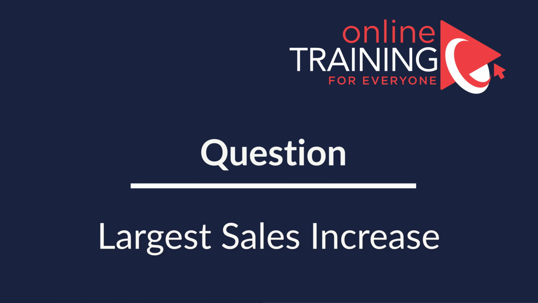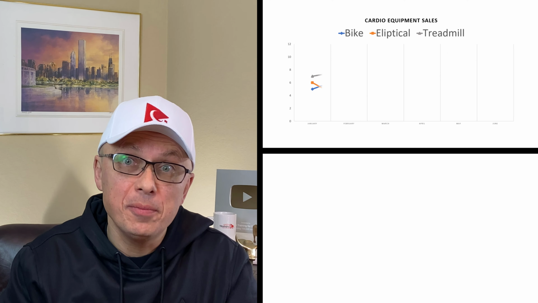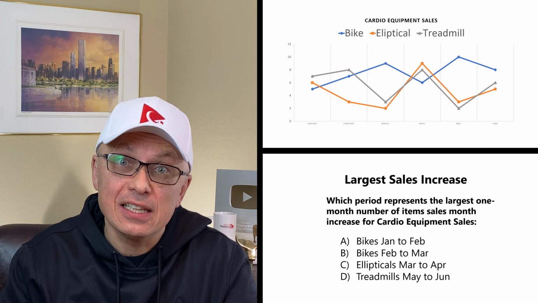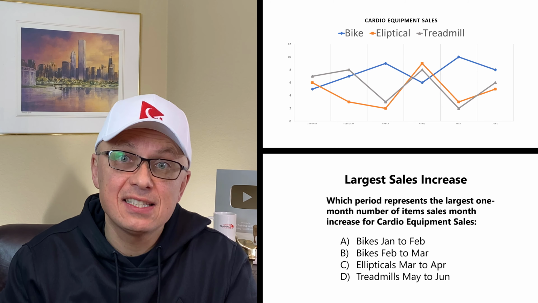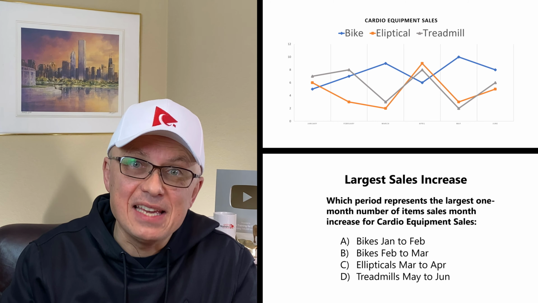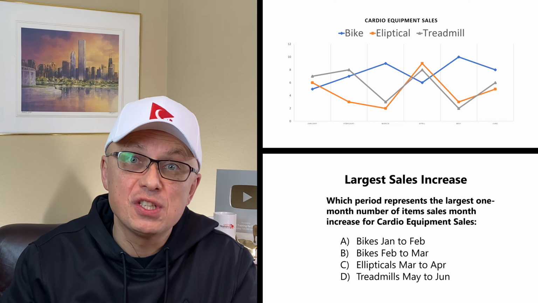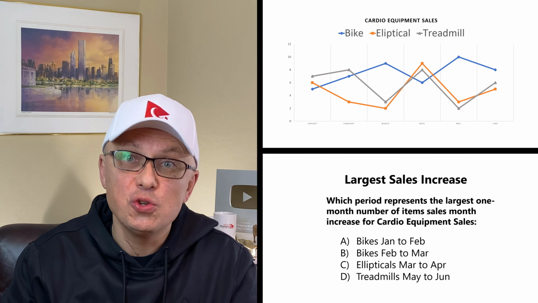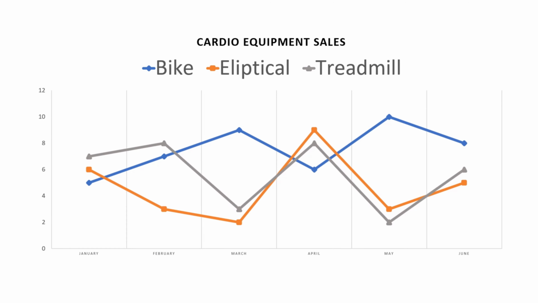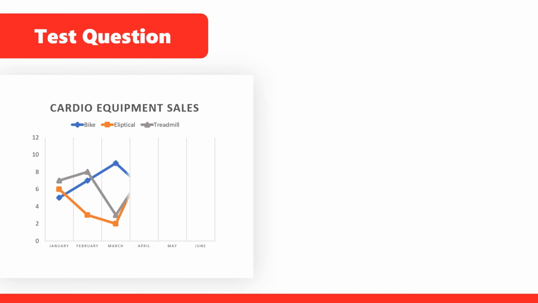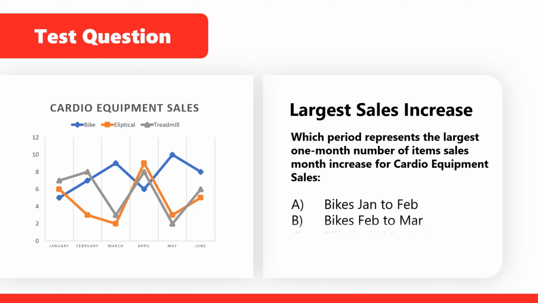A lot of times you might get a question which asks you to determine the sales increase. You're typically presented with the graph, which shows lines that represent different sales. In our case, we are presented with the chart that shows sales of cardio equipment from January to June, sales of bikes represented by the blue line, sales of elliptical represented by the orange line, and sales of treadmills are represented by the gray line. The question asks you to determine largest sales increase.